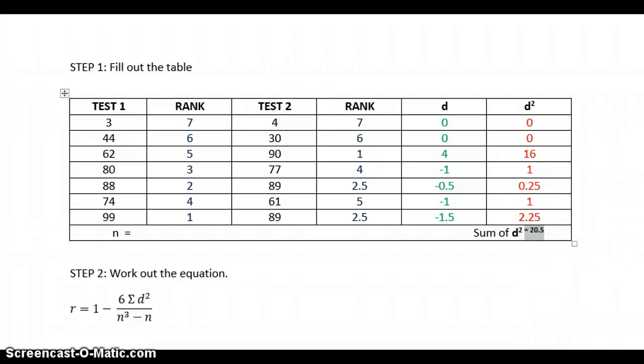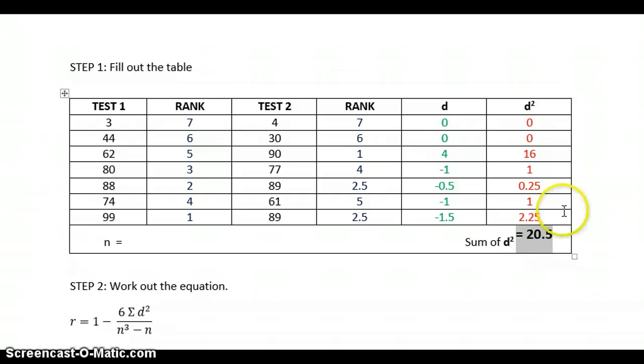Here, maybe I'll make it bigger. Boom. Okay, so 20.5, wait, I think I said minus 20.5 before. Anyway, it's 20.5, so that's the sum of D squared.